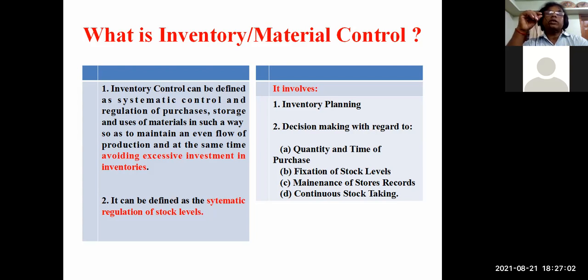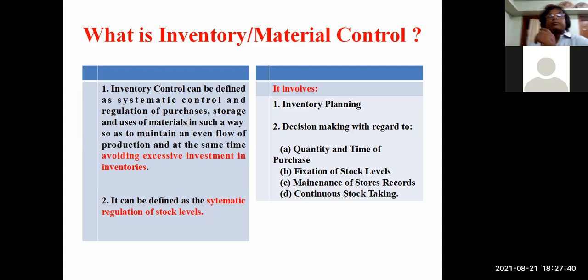Why is control necessary? Because if you do not control, then sometimes there may be more purchase. When you purchase more raw material for your factory, your money is blocked. When you purchase less material, your production is hampered. So there should be an even flow of production. You should not purchase too much raw material, and you should not purchase too little. If you purchase too much, there will be excessive investment in inventories.